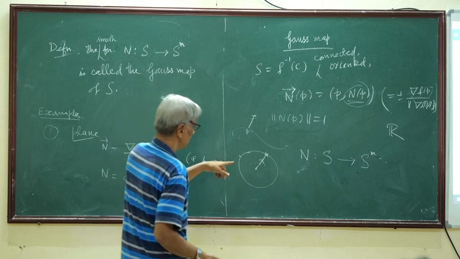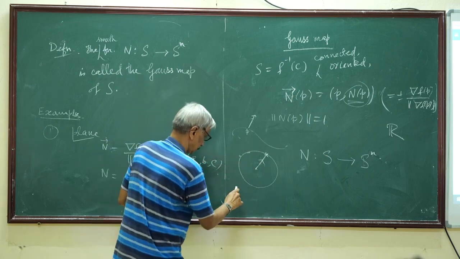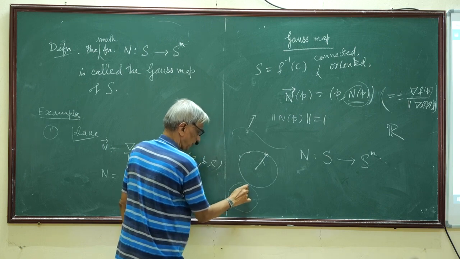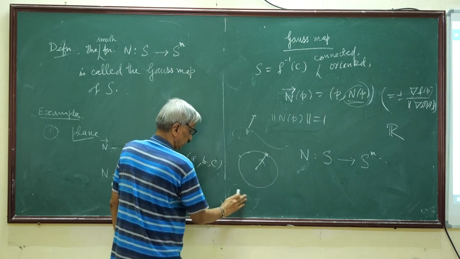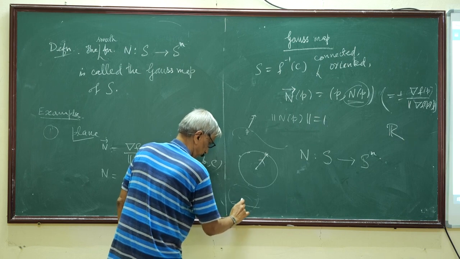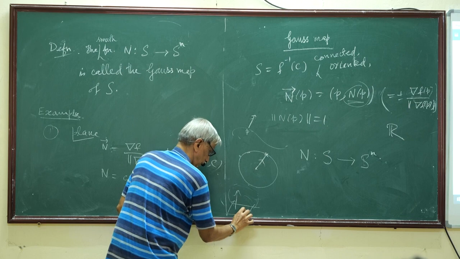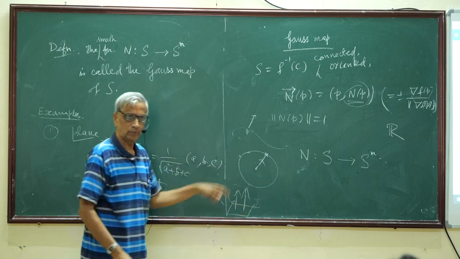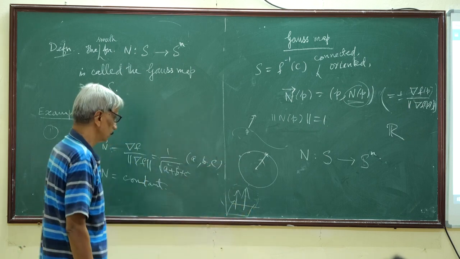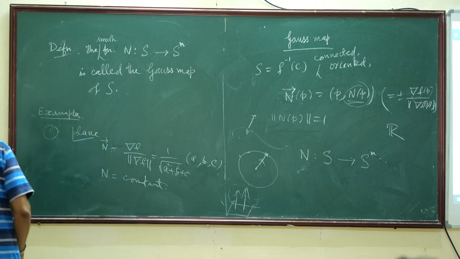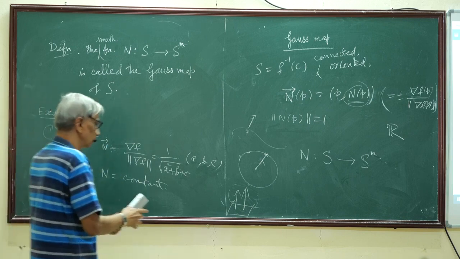So you just get the same point on the sphere for every point in the plane. Same normal vector at every point. So what happens to the sphere?